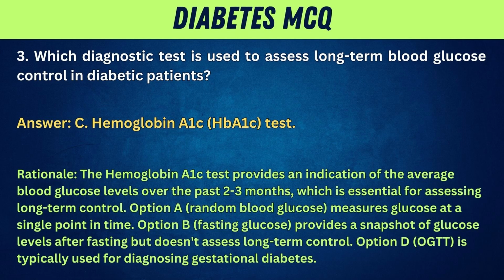Rationale. The hemoglobin A1c test provides an indication of the average blood glucose levels over the past 2 to 3 months, which is essential for assessing long-term control. Option A. Random blood glucose. Measures glucose at a single point in time. Option B. Fasting glucose. Provides a snapshot of glucose levels after fasting but doesn't assess long-term control. Option D. OGTT. Is typically used for diagnosing gestational diabetes.